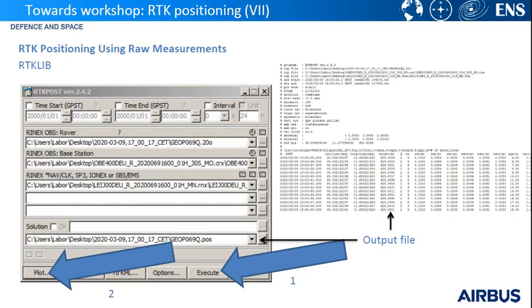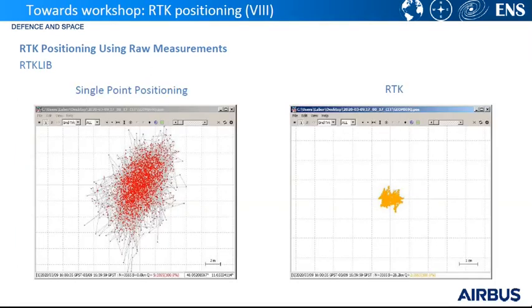Results are saved to an output file. Snippet from the output file is presented on the right. In order to visualize the results, click Plot. On this slide, we have plots for both processings. Please note that for single point positioning, scale is 2 meters, and for the RTK, it is 1 centimeter.